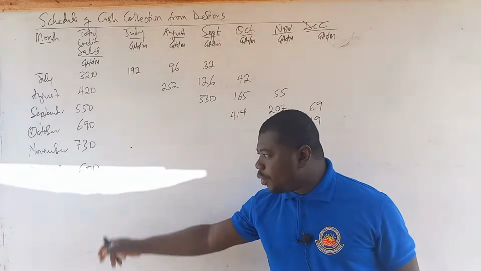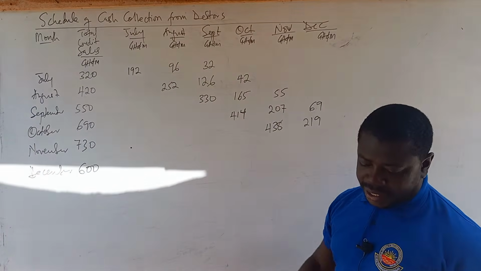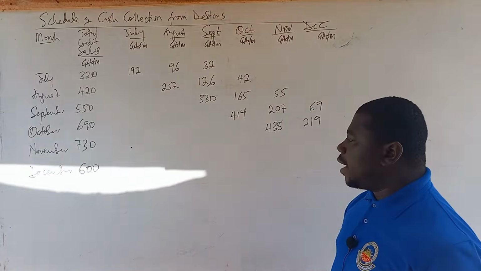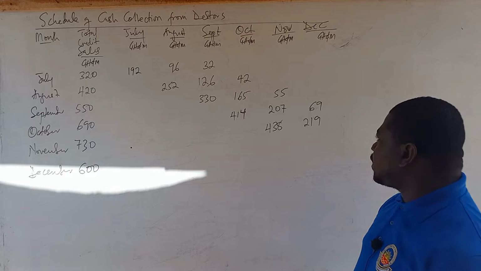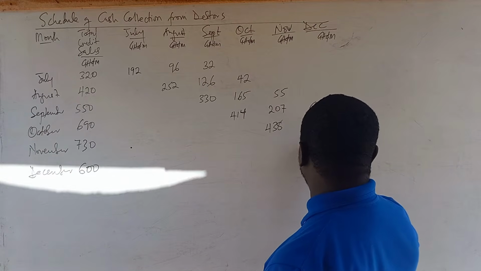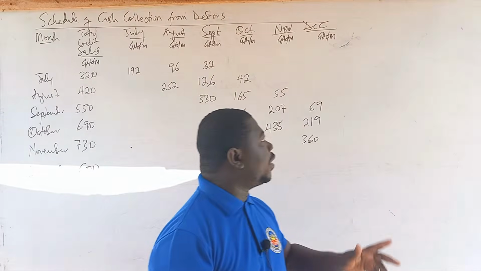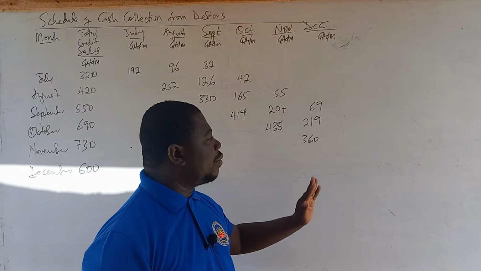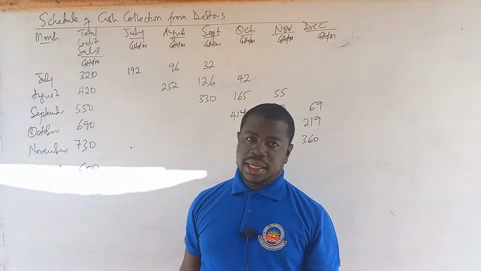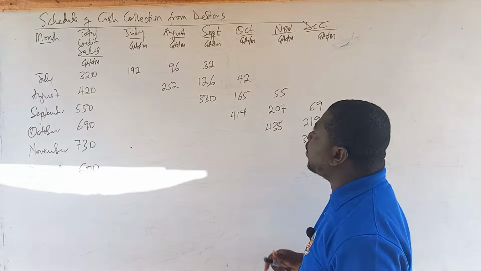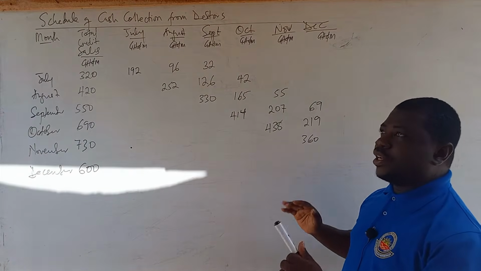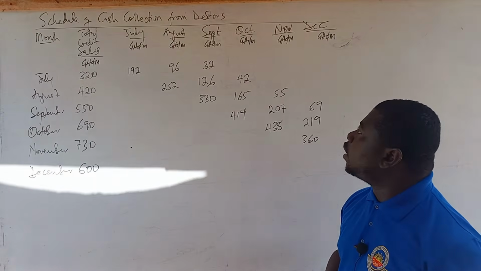And then finally, we come to December. 60% of December's credit sales will be 360. That will be collected in the same month of December. We don't have anything for January and February, any space for them. So we also end it here. We are not going to find the 30 and the 10%. So ladies and gentlemen, this is how to go by the spread of cash collections from your debtors.